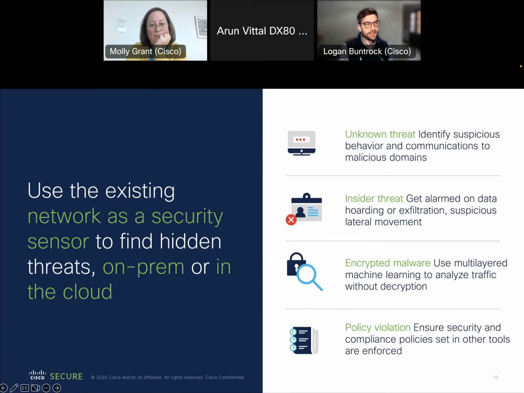To really summarize this into 4 bullets, it's the finding Waldo piece. It's finding unknown threats, finding insider threats, those things that we really can't see from other security tools that the network does provide great visibility to.